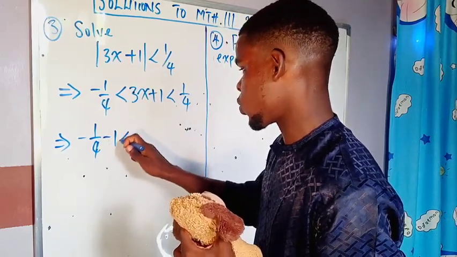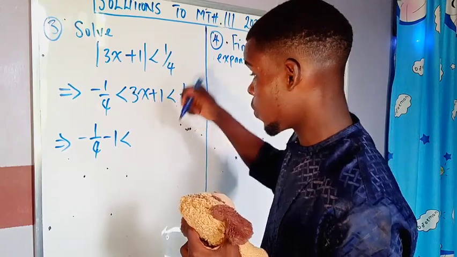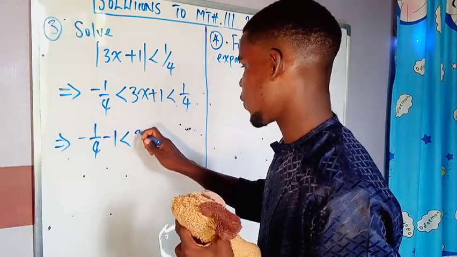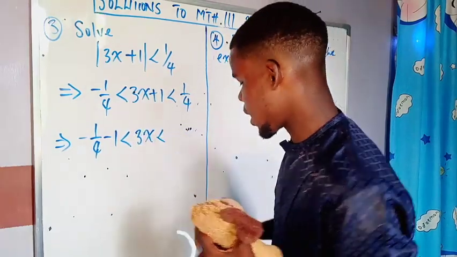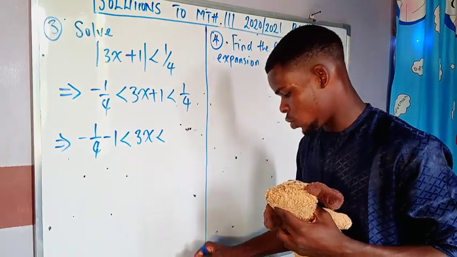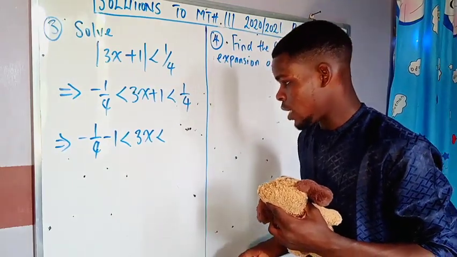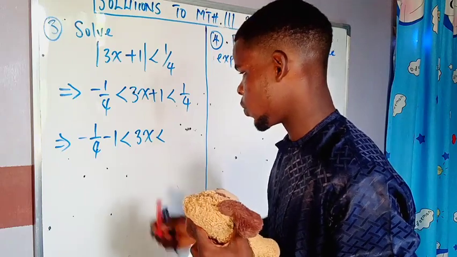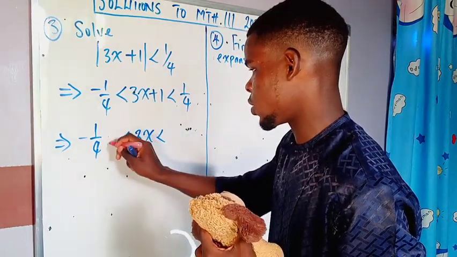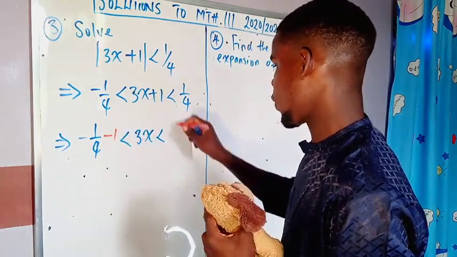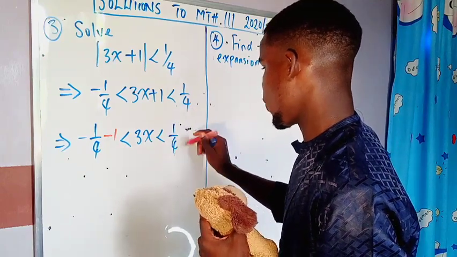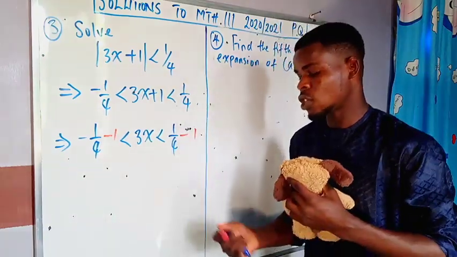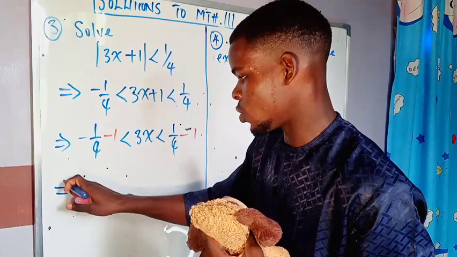We're going to have minus 1 to be less than 3x plus 1 minus 1. That means we're going to have just 3x. And we say that is less than, maybe I should use a negative sign to indicate that I just brought in this negative 1 because I was subtracting 1 throughout the inequality. Then we're going to have just positive 1 over 4 minus 1. So you just need to compute this to see what you have.